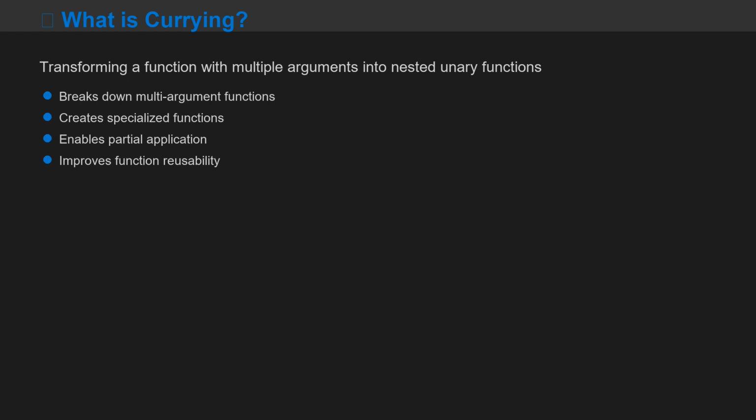Next up is currying. Currying transforms a function that takes multiple arguments into a sequence of functions that each take a single argument. This allows us to create specialized versions of functions by fixing certain parameters.